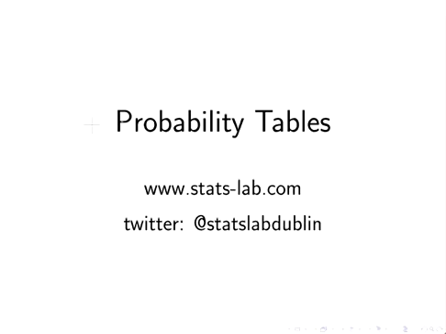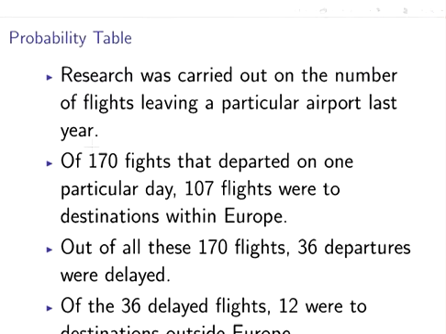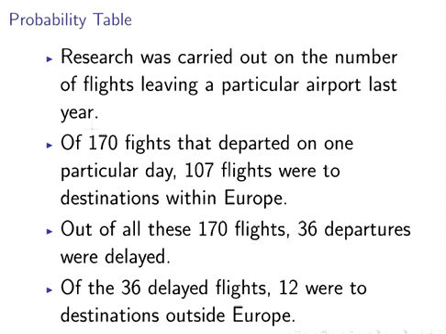In this presentation we're going to look at probability tables. So we're going to first off look at the question, and that is as follows. Research was carried out on the number of flights leaving a particular airport last year. Of 170 flights that departed on a particular day, 107 were to destinations within Europe. I'm just going to point out that that means that 63 went outside Europe.